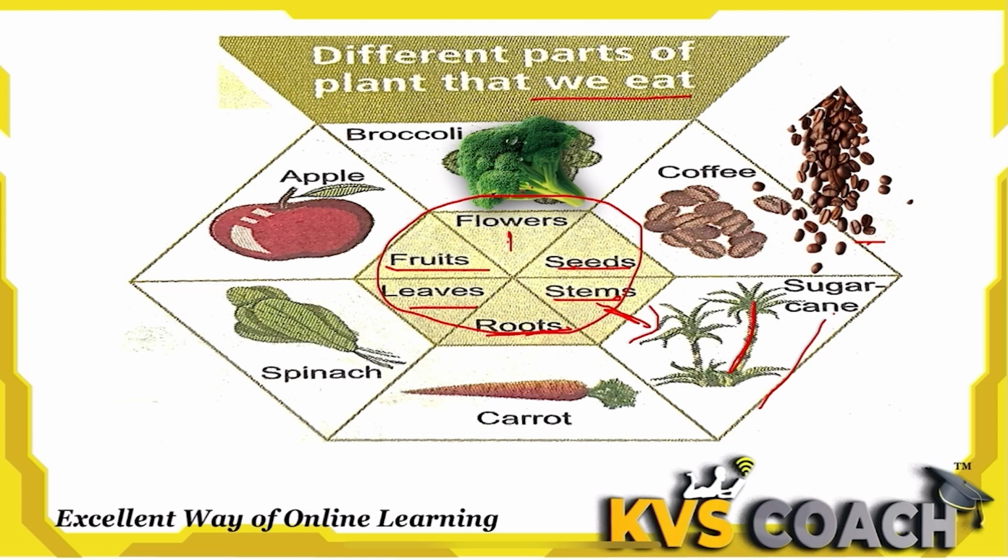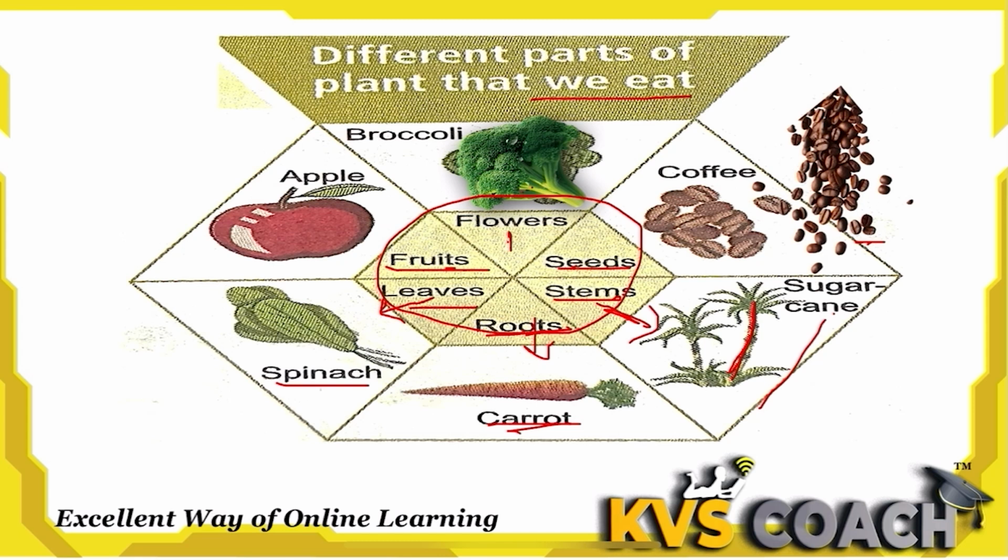So we drink juice of sugar cane. We make sugar from sugar cane, and this is the stem part. Carrot, radish, turnip, these are the roots of the plants, but we eat them. And if we're talking about leaves, this is spinach. We eat mint, coriander. As I have shown in the previous slides, we eat coriander, we eat mint, we eat spinach. These are the leaf part of the plant. We also call it green leafy vegetables.